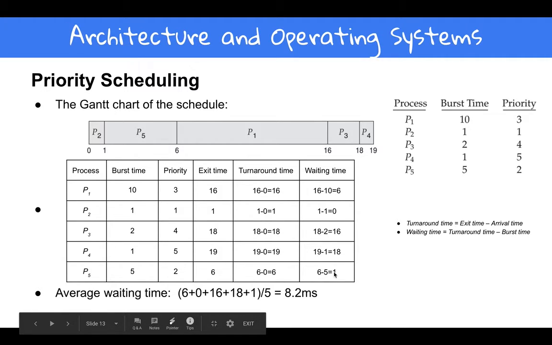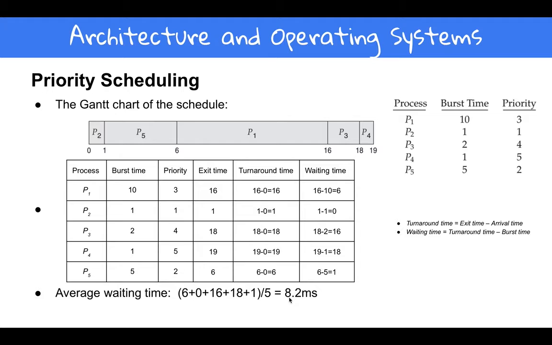What is important? Average waiting time. How to find that? Add all these values. 6 plus 0 plus 16 plus 18 plus 1. Add them, divide by 5 is 8.2 milliseconds. So that was the priority. I've solved the problem with priority scheduling algorithm for non-preemptive.